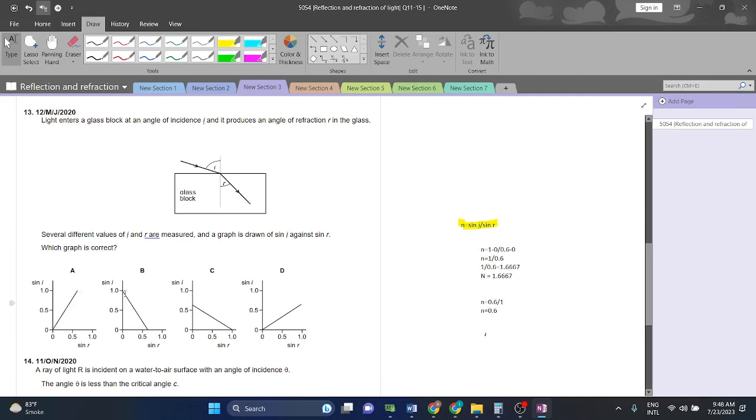Acha, the gradient of this graph must give us the refractive index, right? The gradient of this graph must give us the refractive index, because you can see the formula.